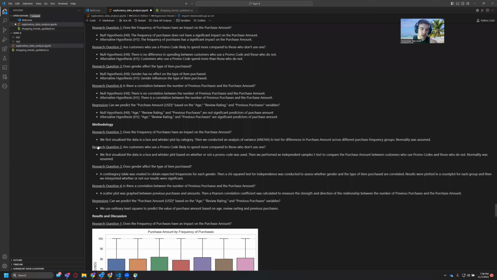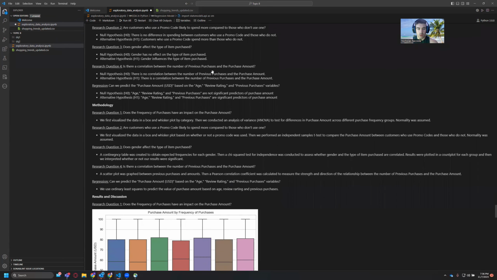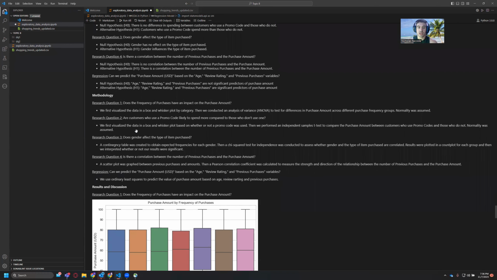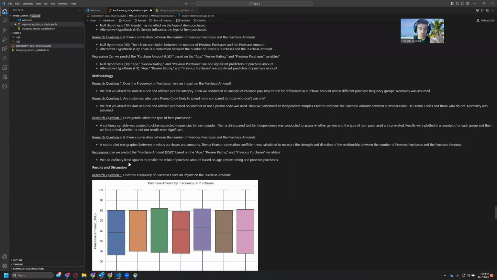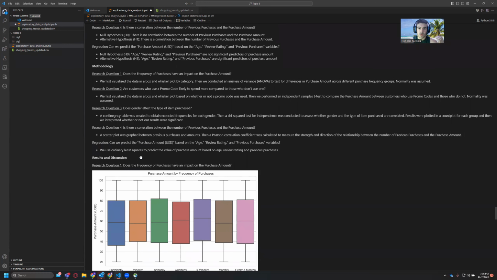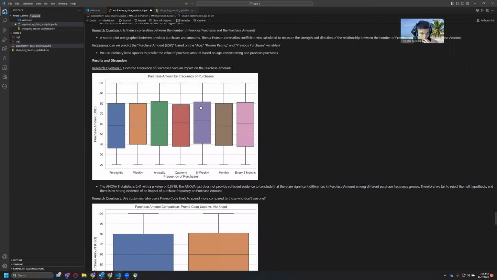And then we went through our various methodologies. For the first test, we did an ANOVA. The second test, we did a t-test. The third test, we did a chi-squared. And the fourth one, we did a Pearson correlation coefficient. And then for regression, we used ordinary least squares. And then here are the final results.